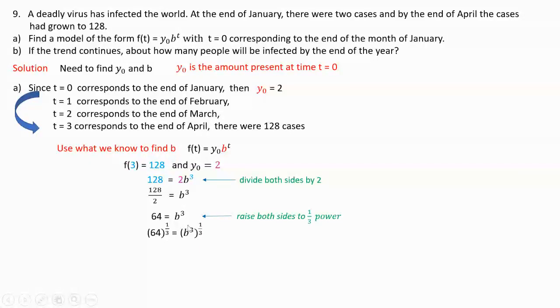Remember here we apply the exponent rule. When you have an exponent to an exponent, you multiply the powers. That way, the 3 will cancel with the 1/3, and it'll be 1. And 64 to the 1/3 power will give you 4. So we know that b is equal to 4. I found my y naught and I found my b. So plug into the formula: there's my y naught, there's my b. This is the formula we're looking for.